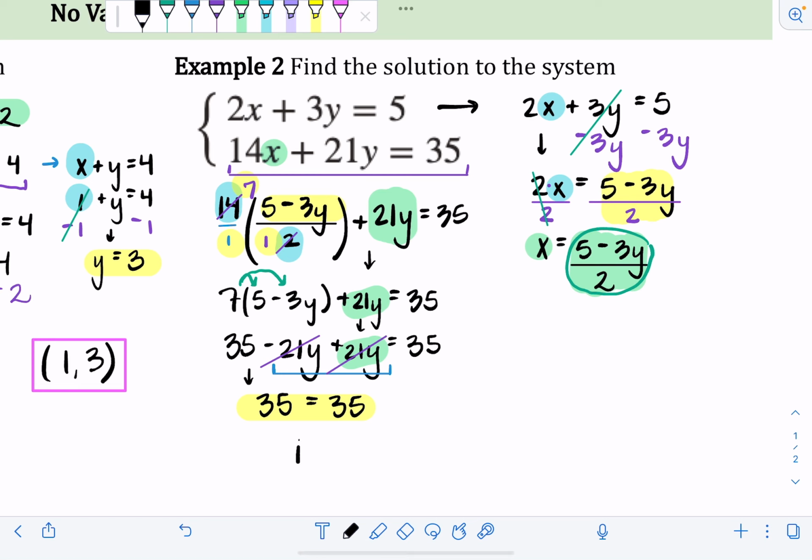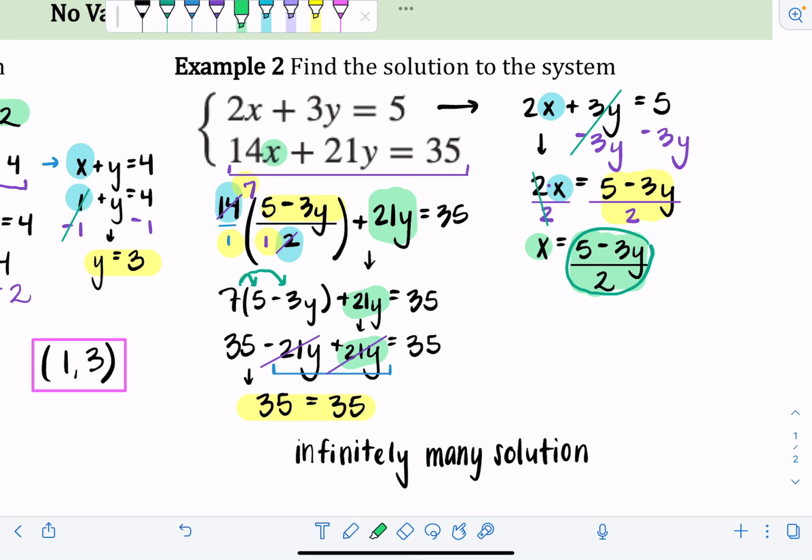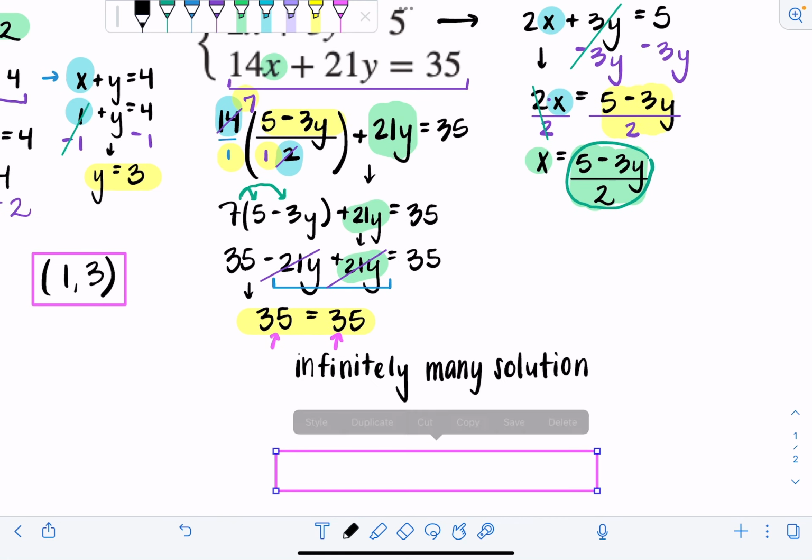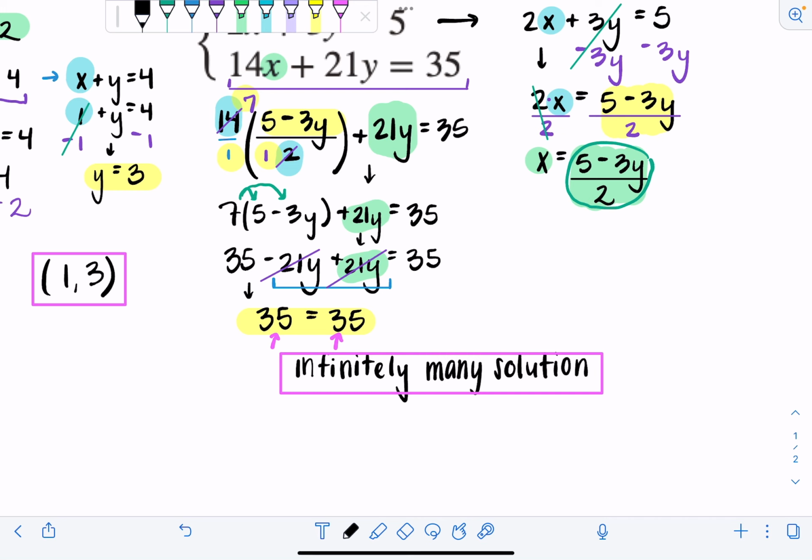When we were graphing, infinitely many solutions was the one where the two lines ended up overlapping each other, and every point on the line was a solution. So this is infinitely many solutions, and you get that when you're solving the system and the variables disappear, you end up with two numbers that are equal to each other. Oops, I should put infinitely many solutions. Okay, so that is it.